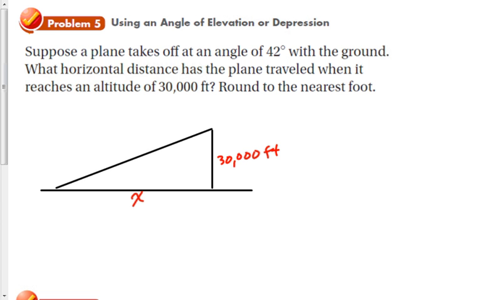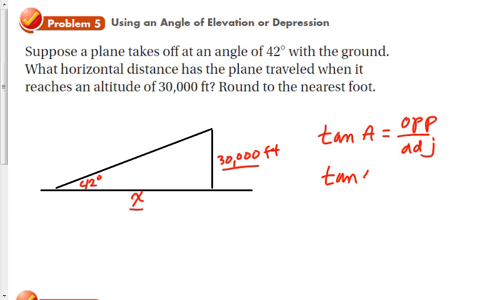All right, and we know that it's flying at 42 degrees. So with respect to that angle, we have the side opposite and the side adjacent. So we're going to use the tangent for this problem. The tangent of A is equal to the opposite divided by the adjacent as a ratio. So let's substitute in our angle, 42, and our opposite is 30,000, and our adjacent is x. And then let's use the cross products property, and we get x times the tangent of 42 degrees is equal to 30,000.